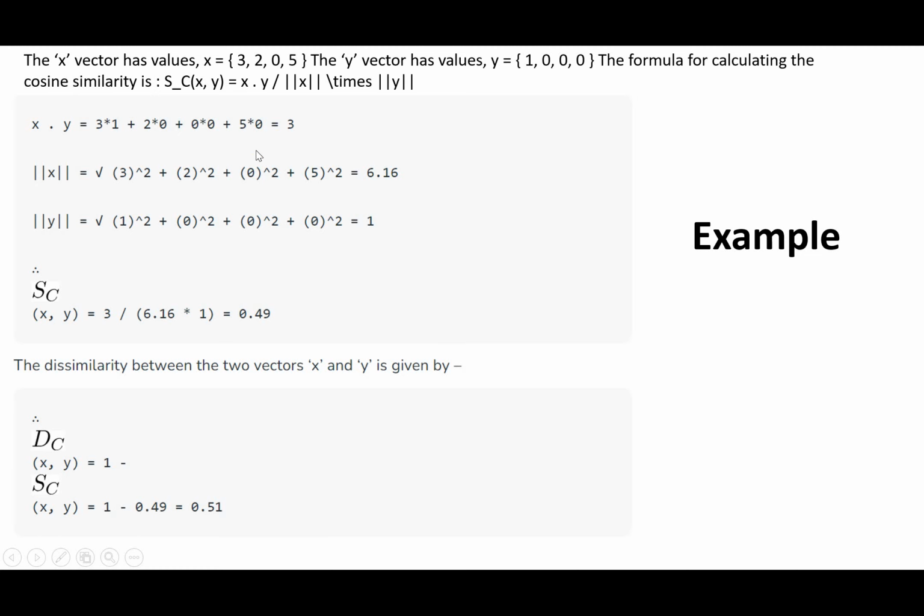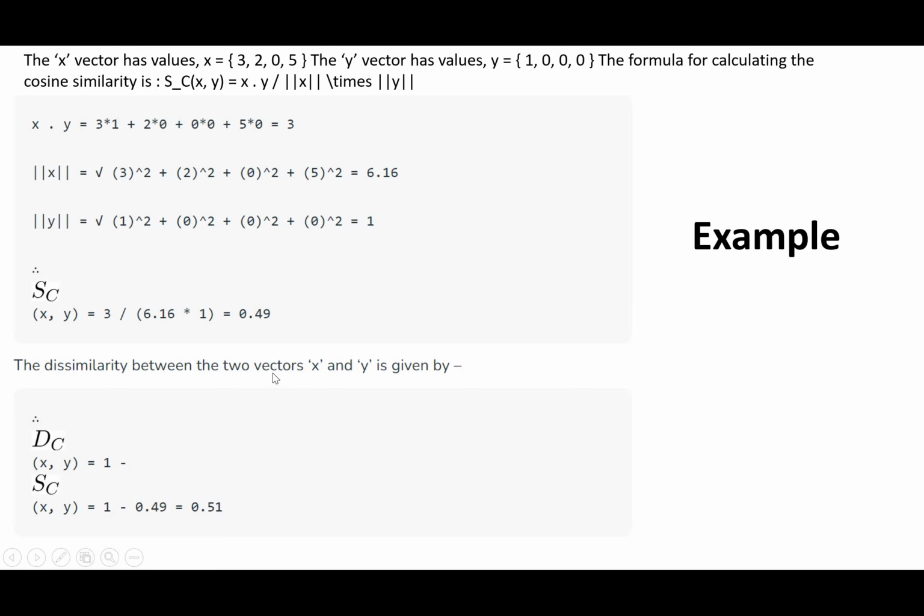Now the formula, as I told: x dot y divided by the magnitude of x times the magnitude of y. What you have to do: x dot y is 3 into 1, 2 into 0, 0 into 0, 5 into 0. So that is 3. Now the magnitude of x is the square root of 3 squared plus 2 squared plus 0 squared plus 5 squared, which gives 6.16. Now the magnitude of y is the square root of 1 squared plus 0 squared plus 0 squared plus 0 squared, which is 1. Now 3 divided by 6.16 into 1 gives 0.49. So this is 0.49.